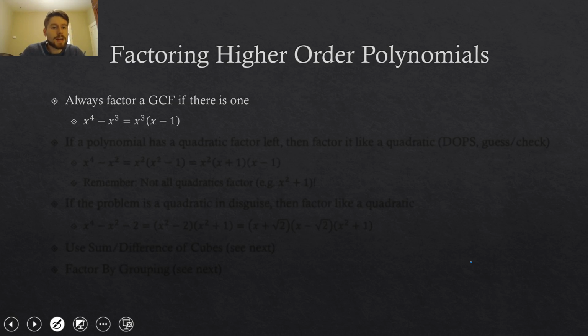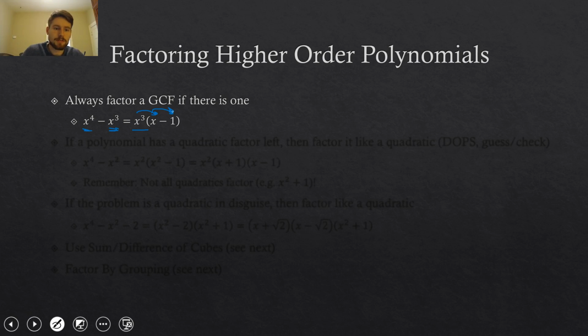First and foremost, always try to factor a greatest common factor if there is one. For example, x to the fourth minus x cubed has a greatest common factor of x cubed, because there's an x cubed in this and there's an x cubed in x to the fourth. So if you pull x cubed out, that gives you x cubed times (x minus 1). See that this equals what we started with by distributing the x cubed back in, and you would get x to the fourth minus x cubed. Okay, so if you can factor a greatest common factor, do so.